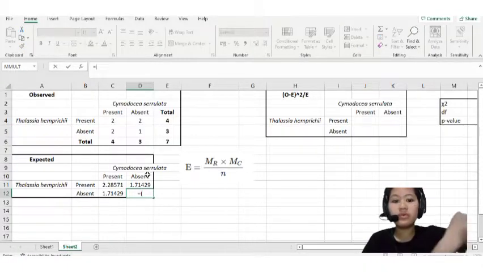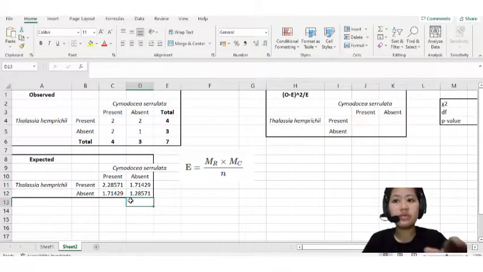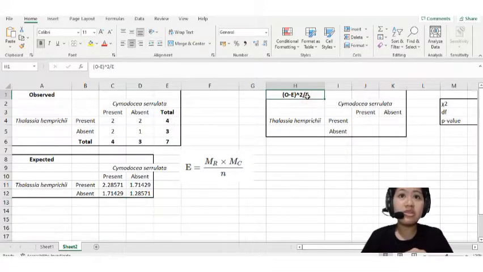We have 1.7 again, and focus on this: its row marginal times its column marginal divided by the total sum, which is 1.2871. So here we have the expected values. Next, we solve this formula.